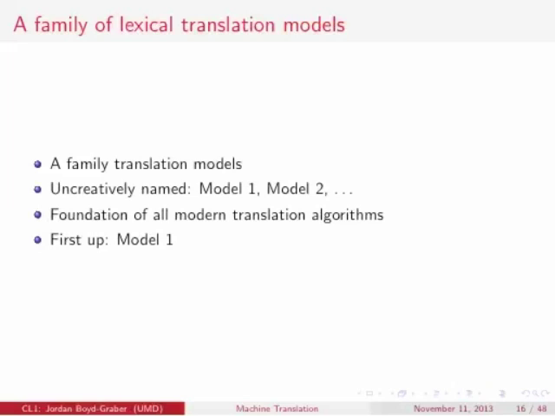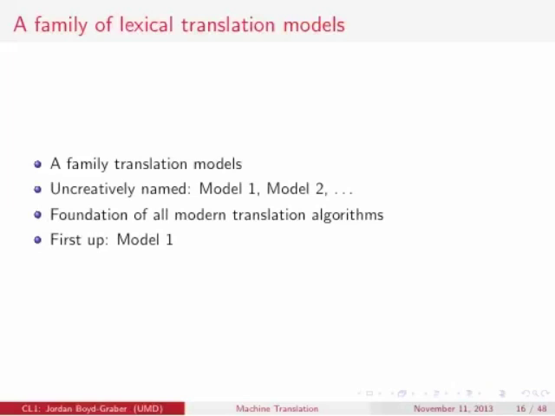And about 20 years ago, these statistical translation techniques really began. And this happened in a fairly large research team at IBM, and they created a bunch of different statistical translation algorithms. They were uncreatively named Model 1, Model 2, Model 3, Model 4, Model 5.